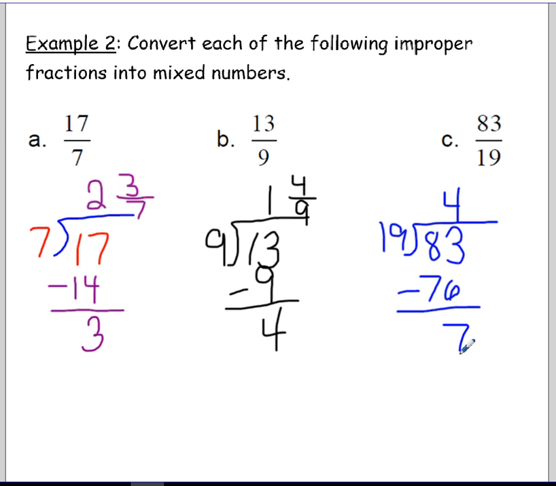7 is smaller than 19, so I know that I didn't make too small of a number. If I would have tried 3 and done that, my remainder would be larger than 19, which means I could have gotten more 19s out of them. But in this case, we didn't, so we're good. And so 4 and 7/19 is our answer because we got 4 remainder 7 when we divided.